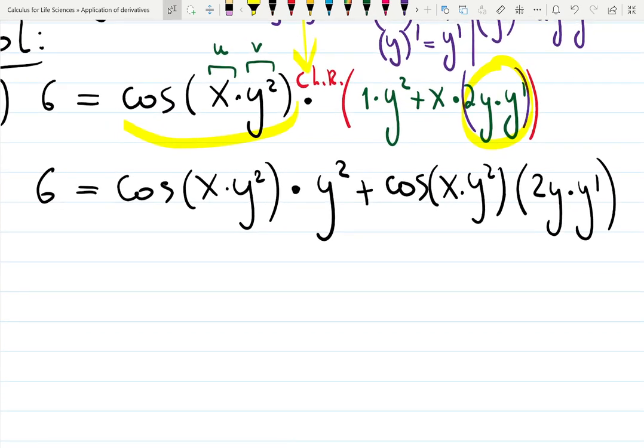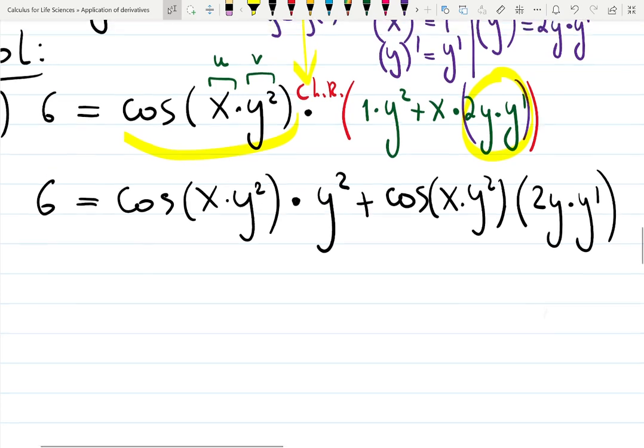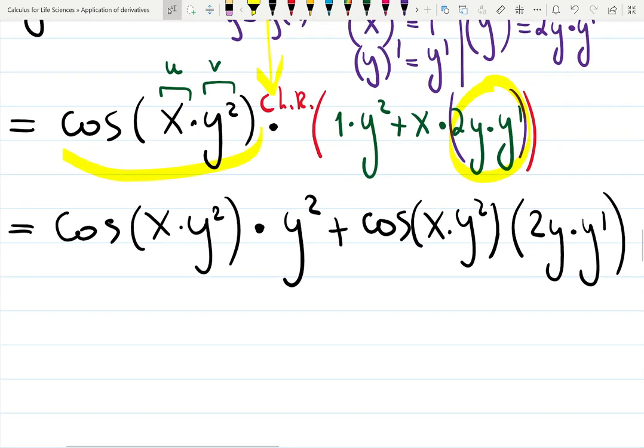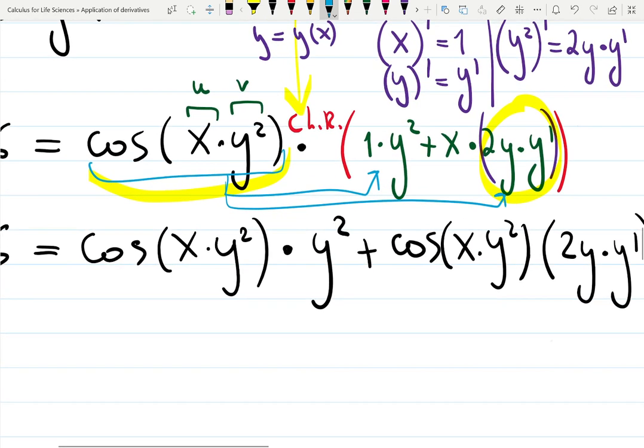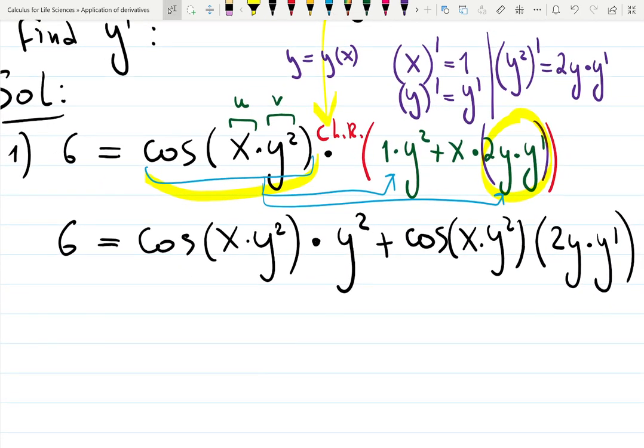Yeah? Did I make a mistake? I don't understand. Oh, good job for saying that. So I took this and I distributed it. Yeah, good job for saying that, because you have to speak up. Distribute that onto the active level.